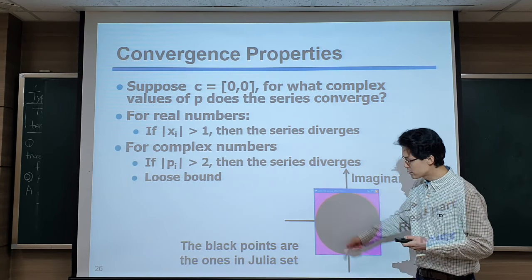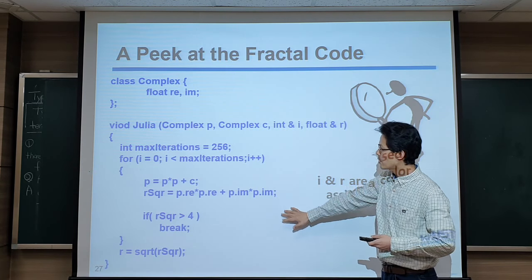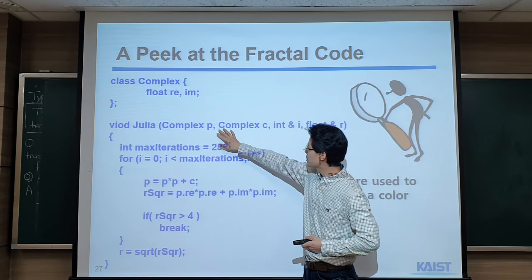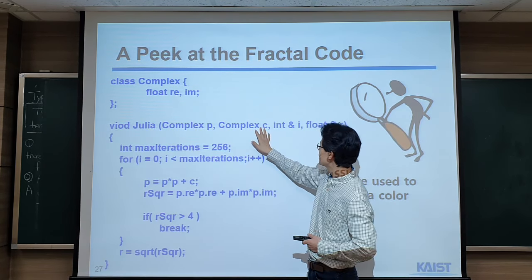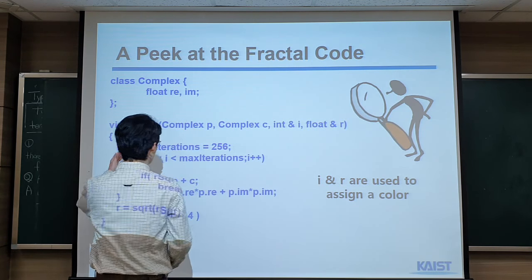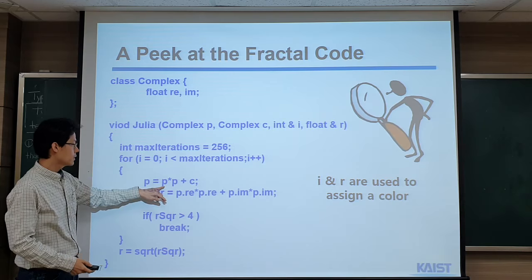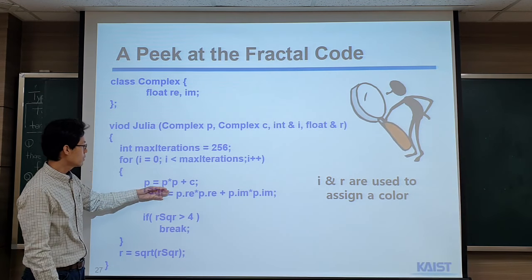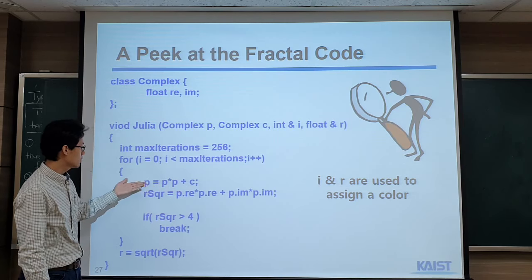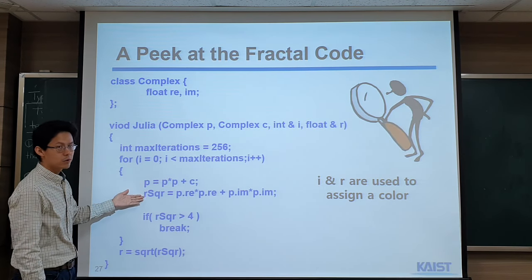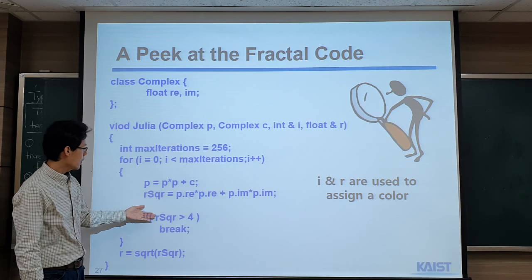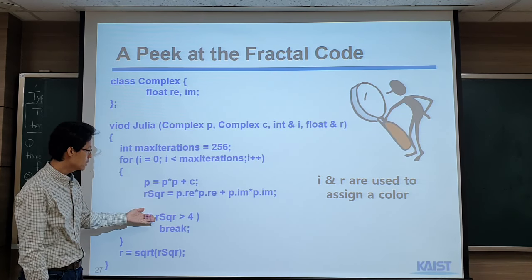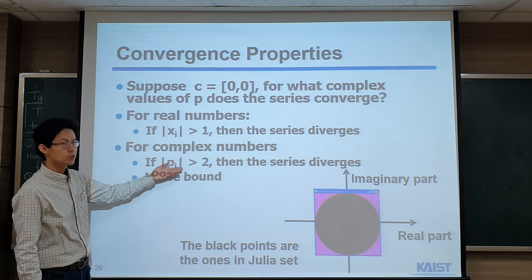So this is some of the fractal code. Here we define the complex type consisting of the real part and imaginary part, and that's the Julia set function. It starts with p and C. And in the end, we return i and r, through reference pointers. And here in this iteration part, we keep performing the iteration. We multiply p and p plus C to make the next iteration. And then we want to check the magnitude, right? So if r squared is bigger than 4, here the magnitude is 2, right?